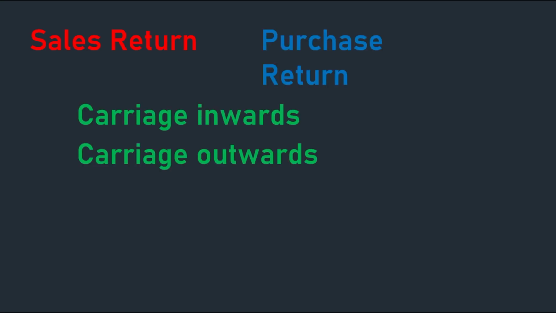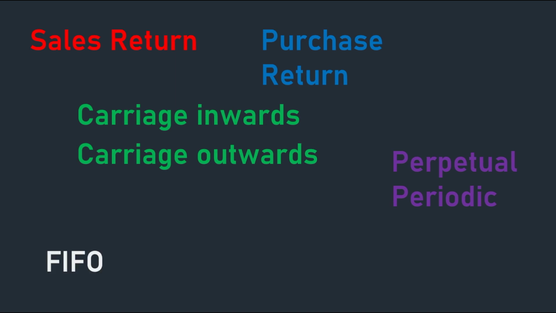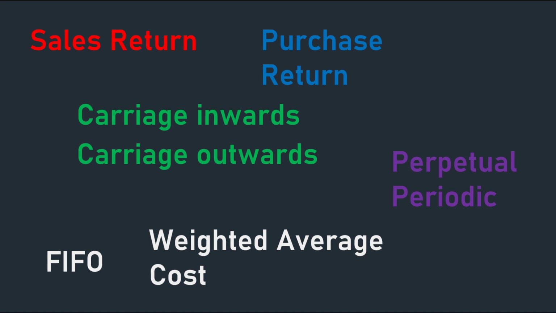In this video we are going to explore different concepts on accounting treatment for inventory, such as sales return, purchase return, carriage inwards, carriage outwards, perpetual and periodic system, and different inventory costing methods such as first in first out and the weighted average. If these are what you've been looking for, then stay tuned.